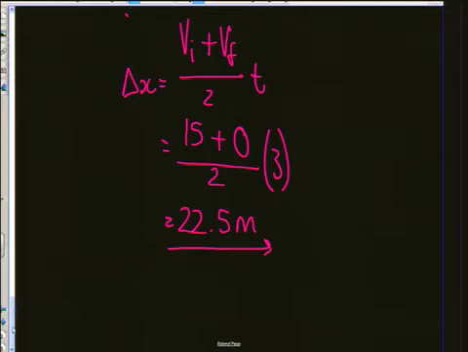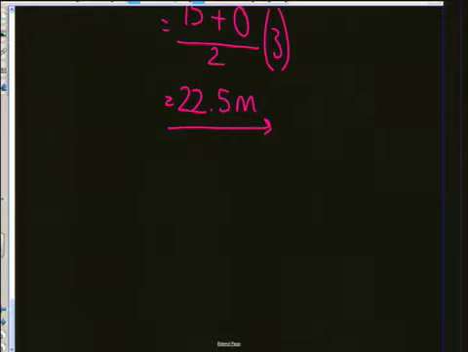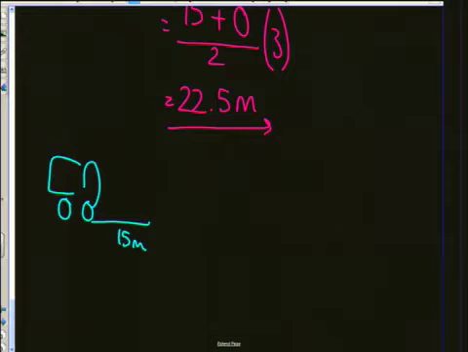Now, let's think this through. As the van was going along, he first covered 15 meters. Then he's covered another 22.5 meters. This was in the 1 second reaction time. That was in the 3 seconds that he's braking.